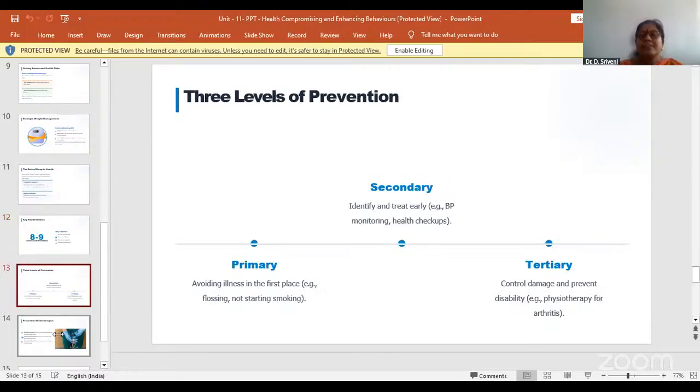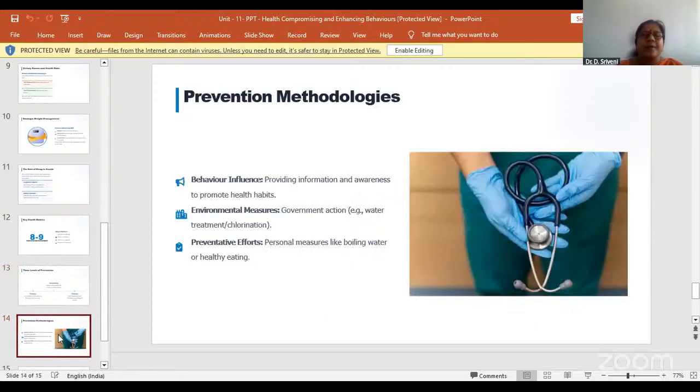These are the levels of prevention, which include primary, secondary, and tertiary prevention. Just now we have discussed behavioral influence, environmental measures, and preventive efforts.